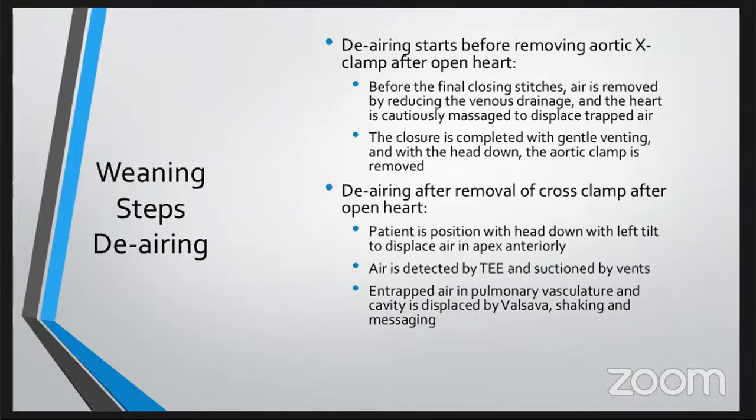For de-airing after removal of the cross clamp, we can keep the patient in a head down position, and sometimes with a little left tilt to displace the air at the apex anteriorly. And air we can detect by intra-op TEE and it is suctioned by the vents. The entrapped air in the pulmonary vasculature and cavity is displaced by the Valsalva maneuver, asking the anesthesiologist, and sometimes by shaking and massaging.